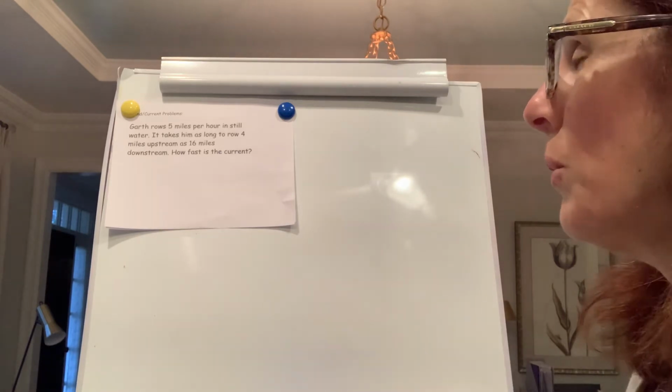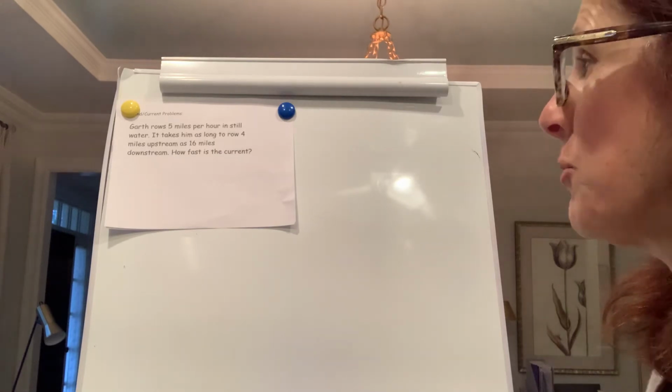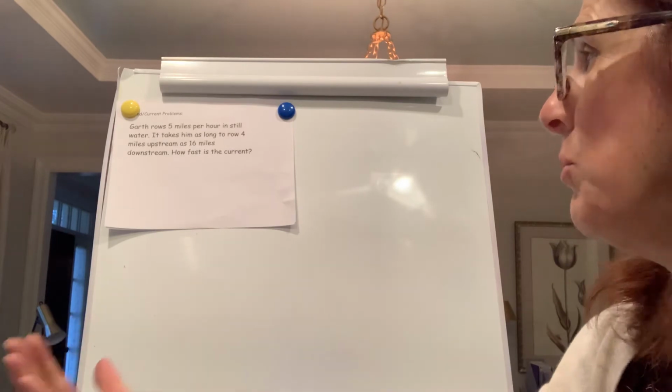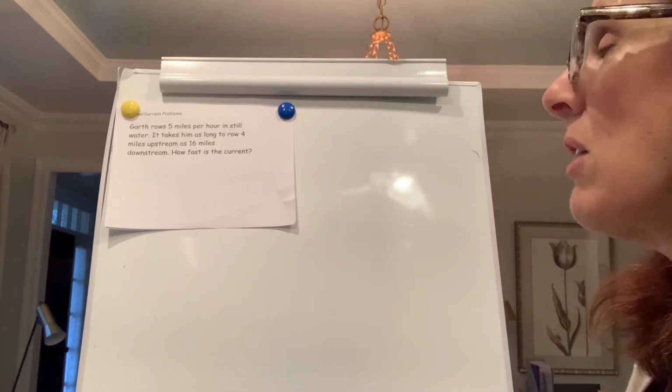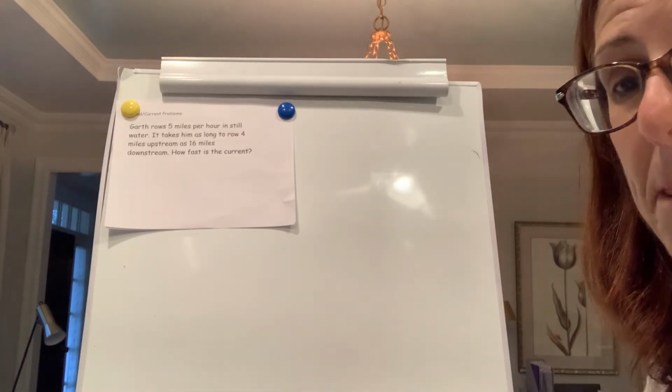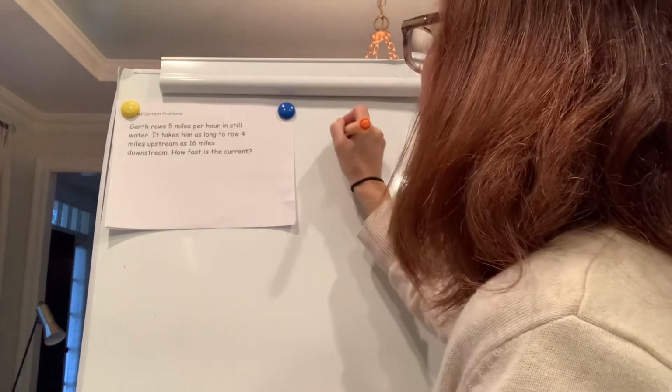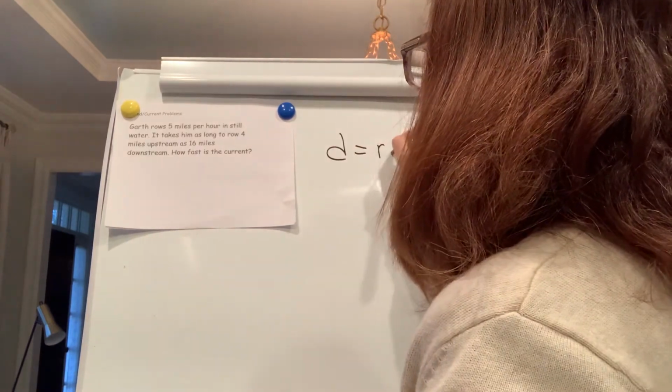He's always rowing at the constant speed of 5 miles per hour. But when he goes upstream, he's got to fight that current. And when he goes downstream, the current is going with him. All right, so to do this problem, we are going to use the fact that distance equals rate times time.